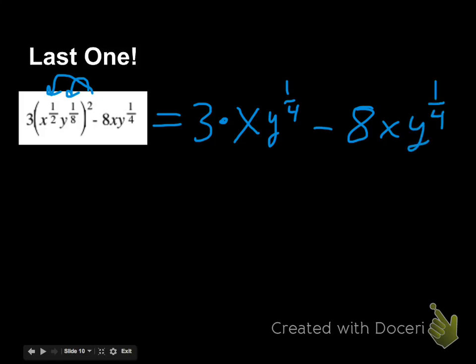Okay. And now this is great. It went from kind of an ugly problem to a not so bad problem because I have like terms. Now I've got 3 times xy to the 1/4 minus 8 times xy to the 1/4. So I can combine those terms. What does that simplify to? Negative 5 times xy to the 1/4. Okay? Yeah, and that's it.